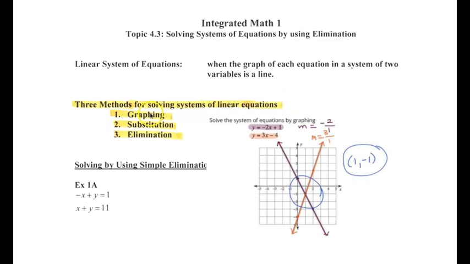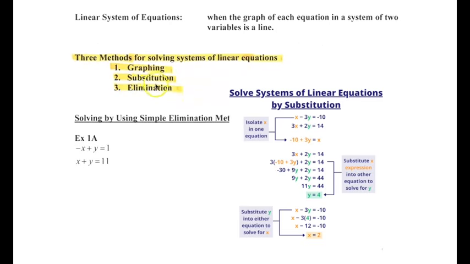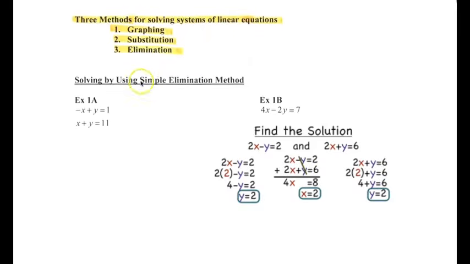So remember, graphing is best when you have a nice graph and if they're already in slope-intercept form. Substitution is nice when you already have a variable that's by itself, isolated. Elimination is nice for all the other times. We're going to solve by elimination. Here's our first example. Elimination is when we want to eliminate a variable.